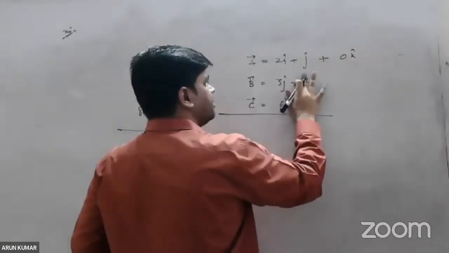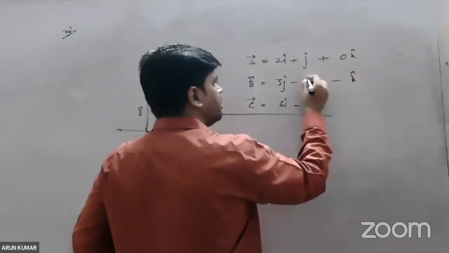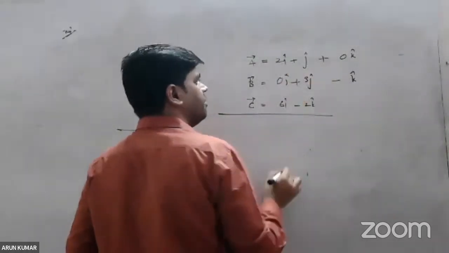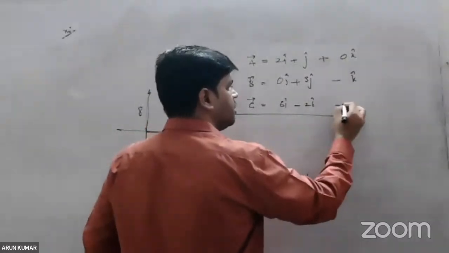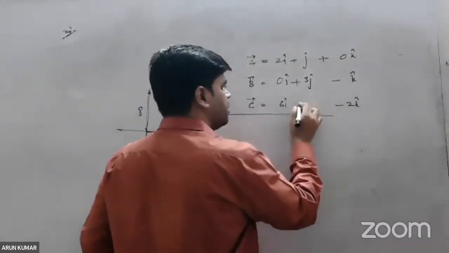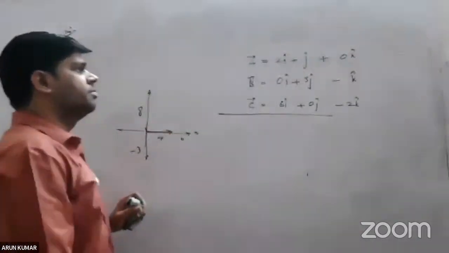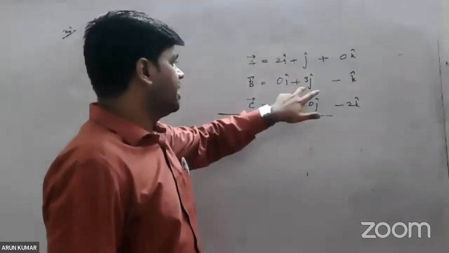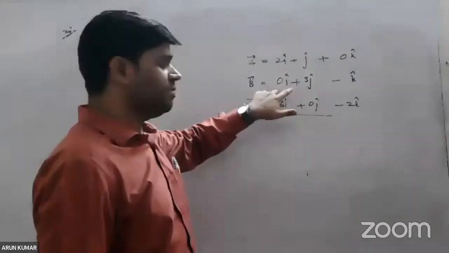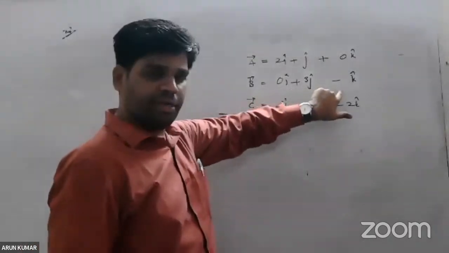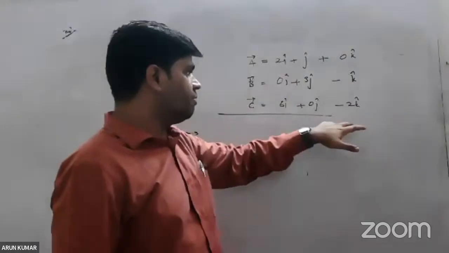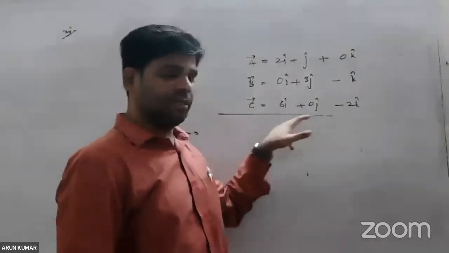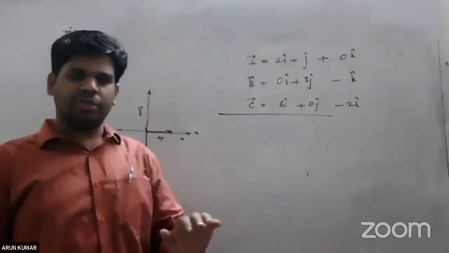Alright, and this is 0 i cap, and this should be 0 j cap. Is it okay? So this is lying in the xy plane. It has only x and y components. This one has y and z components. It doesn't have any x component, so it is lying in the yz plane. This one has x and z components. It doesn't have a y component, so this is lying in the xz plane. This visualization you'll eventually learn.